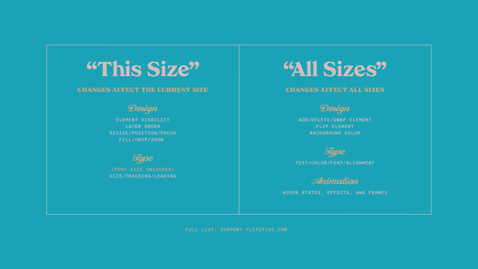In Flexitive, changes to element visibility, layer order, size, position, focus point, and your fill, crop, and zoom are going to be changes that only affect the current size, whereas adding, deleting, swapping elements, flipping elements, or changing the background color are going to be changes that affect all of your sizes.